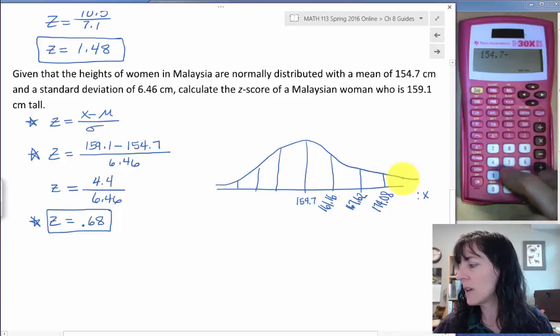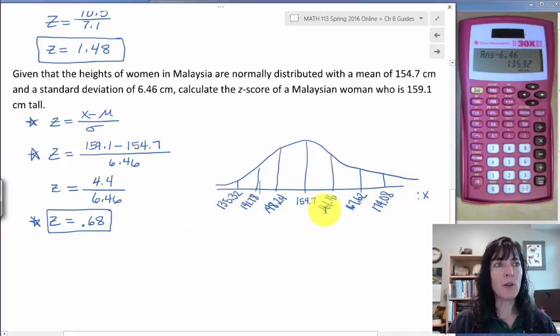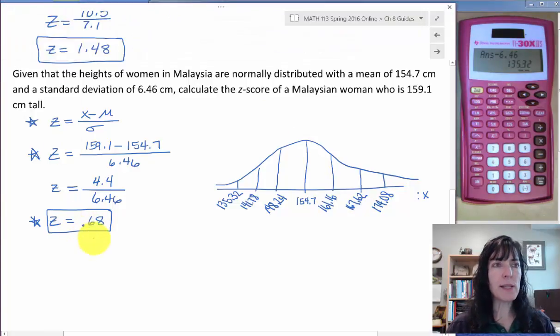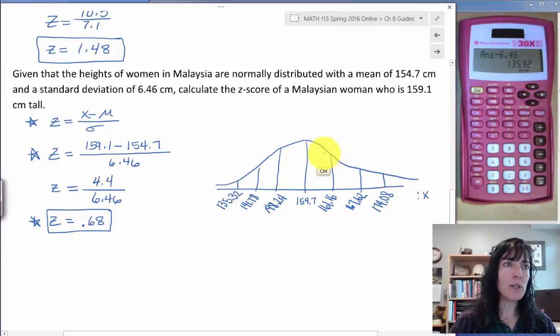154.7. So I've written in all of the x values based on this mean, and then adding or subtracting this standard deviation, just like what we did before. And then remember, we're concerned about a woman whose height is 159.1, so I can see by my data values that she's somewhere in between here. And when I find the z-score, it's 0.68, and that tells me it's not quite to 1, but it's over half, almost at 3/4. So if I put a line about here, that would be about 0.68 standard deviations above.